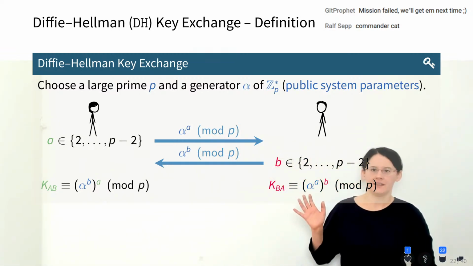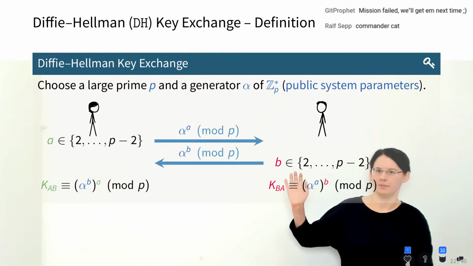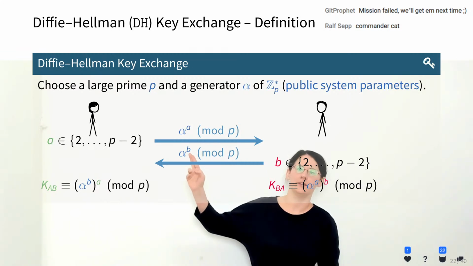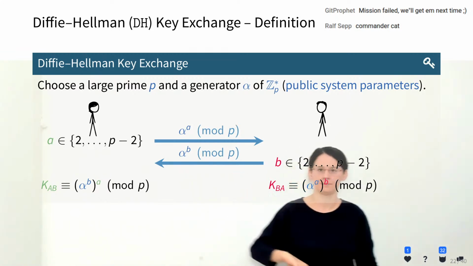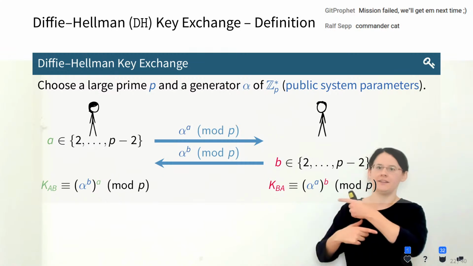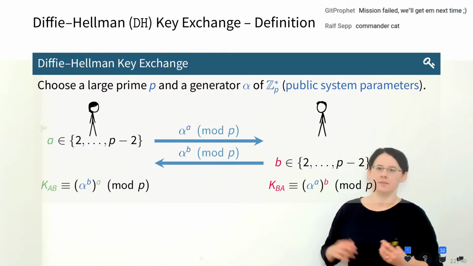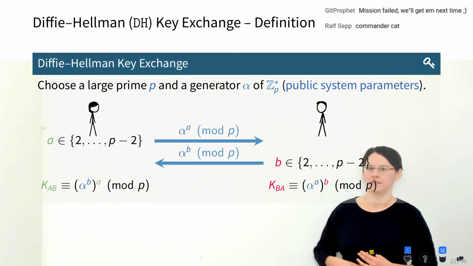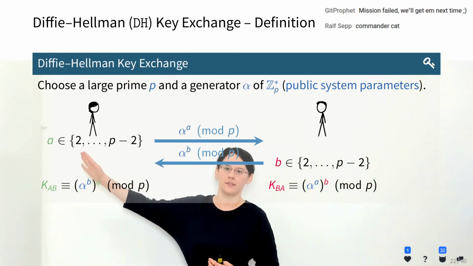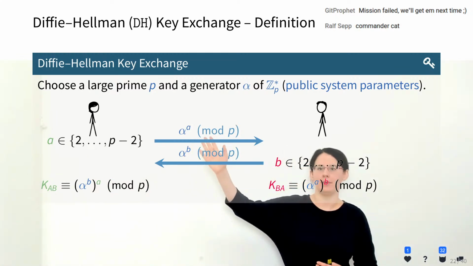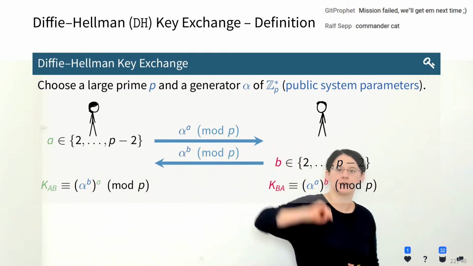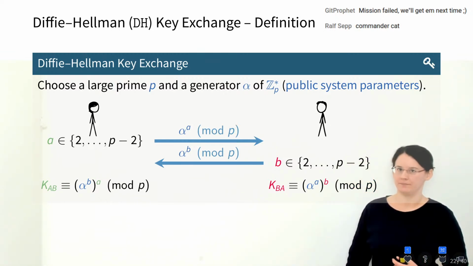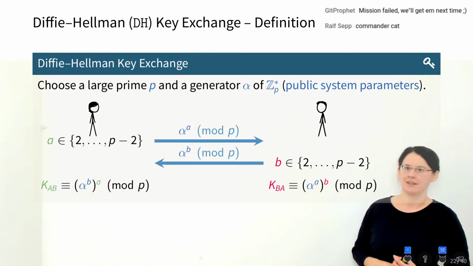And Bob does exactly the same thing with his secret number. He takes the public generator alpha and raises it to the power of his secret exponent. And both send each other these resulting numbers, which are also serving as their public keys. So this is Alice's private key, and this is Alice's public key. In our example, she's just sending it to Bob, but she could also publish it globally. And Bob, exactly the same case.